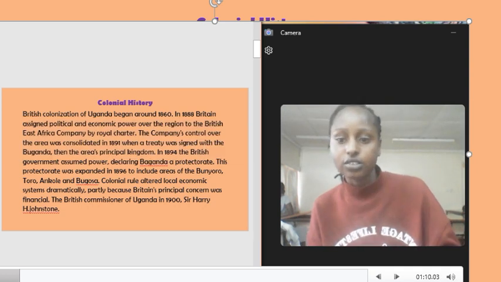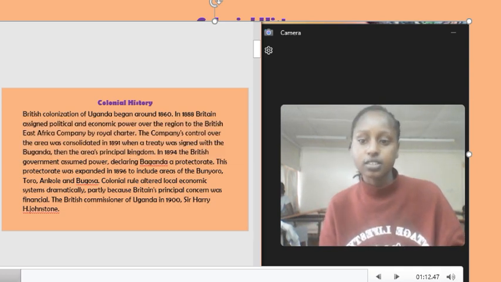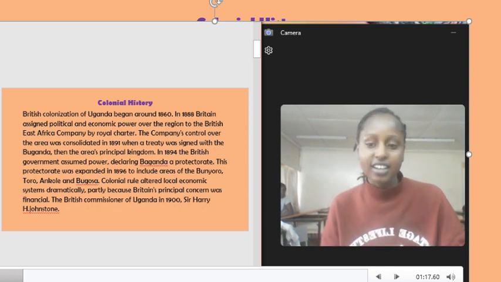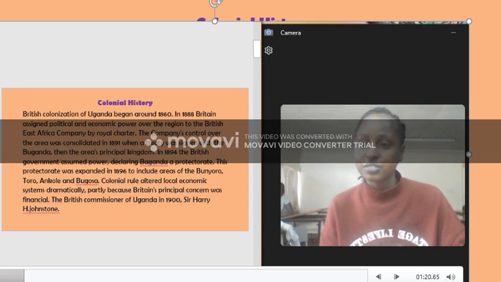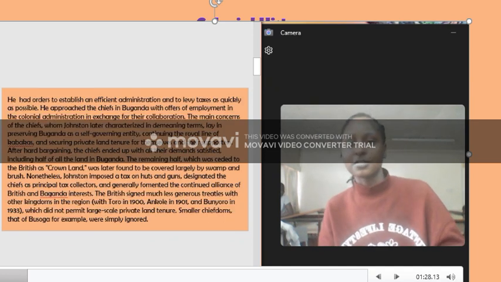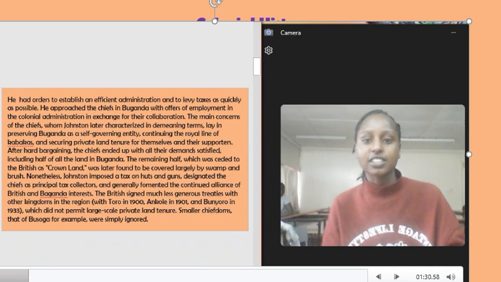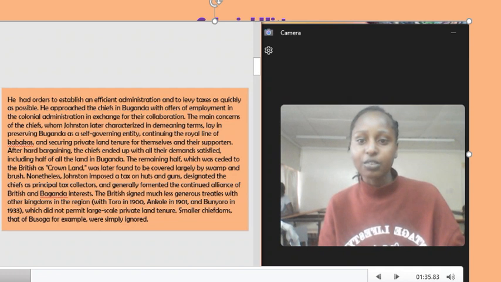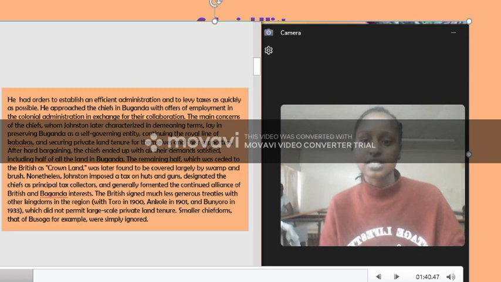Colonial rule altered the economic system dramatically because Britain's principal concern was financial. The British Commissioner of Uganda in 1900, Sir Harry Johnston, had orders to establish an efficient administration and to levy taxes as quickly as possible. He approached the chiefs in Uganda with offers of employment in the colonial administration in exchange for their collaboration.